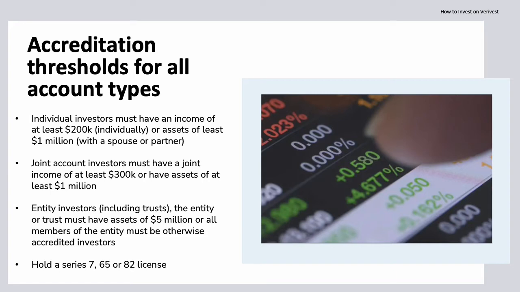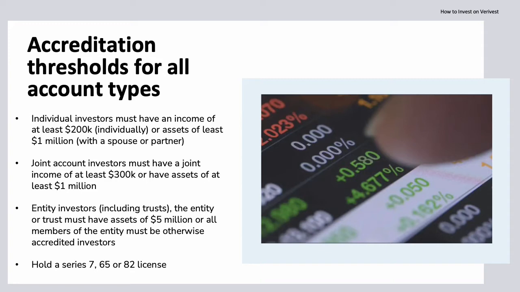Depending on the type of investment account that you use to make your investment, there are different income and asset thresholds required to qualify as an accredited investor. These are the most common ways that an investor will meet the income requirements. Individual investors must either have an annual income of at least $200,000 or more a year individually, or assets of at least $1 million with a spouse or partner. Joint account investors must have a joint annual income of at least $300,000 or have joint assets of at least $1 million. For entity investors, including trusts, the entity or trust must have assets of $5 million, or all members of the entity must otherwise be accredited investors.